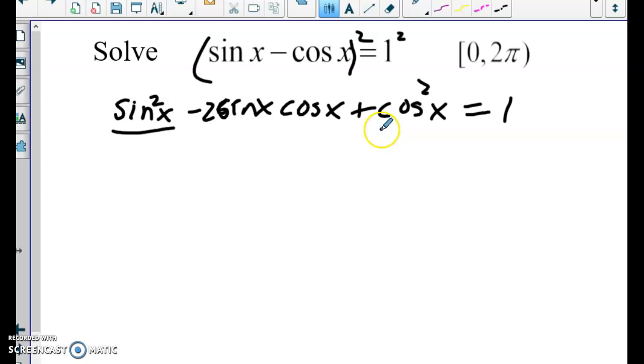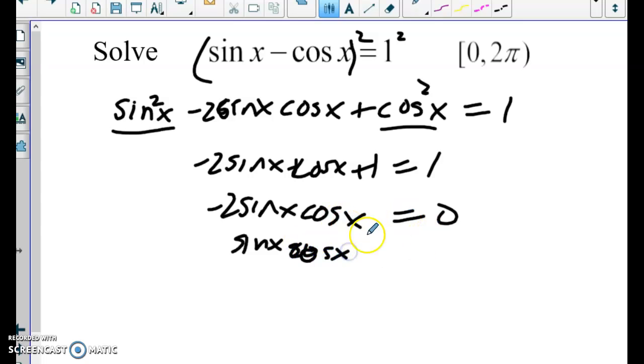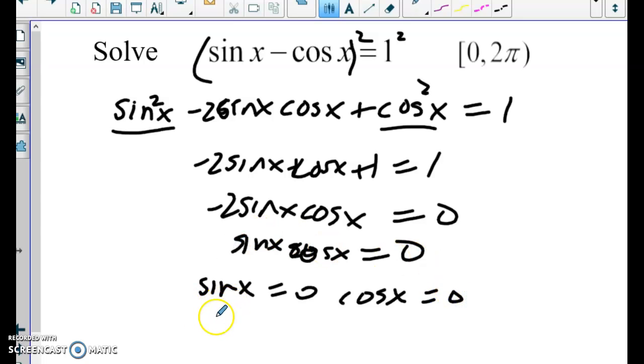And I know that sine squared plus cosine squared is equal to 1. So I'm left with negative 2 sine x cosine x plus 1 equals 1. So 2 sine x cosine x is equal to 0. Dividing both sides by negative 2 still gives me 0. So either the sine of x is equal to 0 or the cosine of x is equal to 0. And the sine is the y. We know that happens there and there. We've seen that. When the x value is y, we get the pi over 2 and 3 pi over 2.